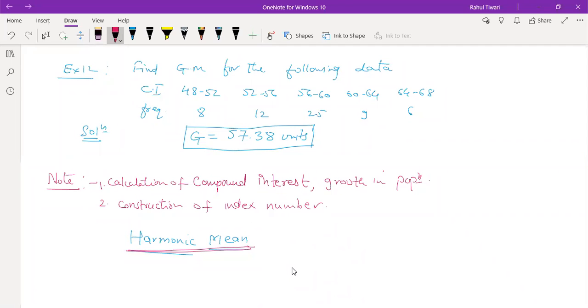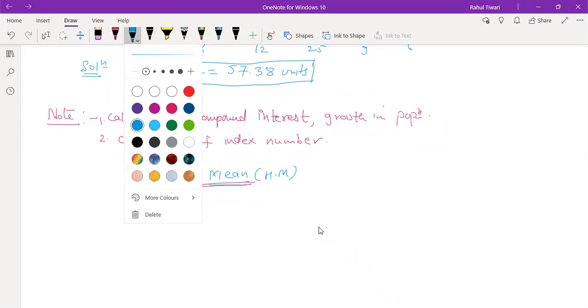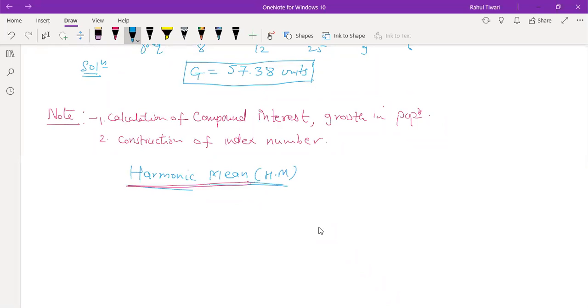Okay, let's move ahead. Next is harmonic mean. The harmonic mean is similar to the geometric mean. So the concept is the same; the things which we have done for the geometric mean, the same concept we have to use for the harmonic mean. The difference is that usually it is applied to speed data. Obviously, speed data means it's continuously increasing data, right?